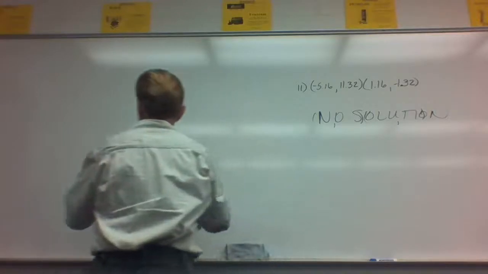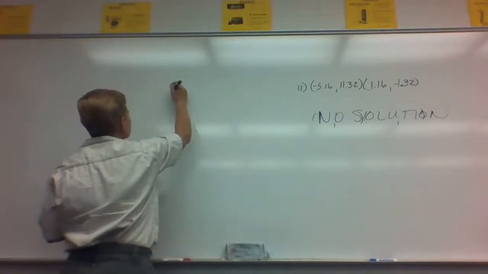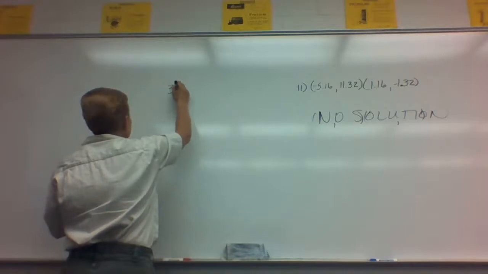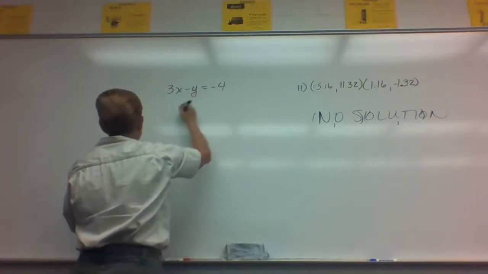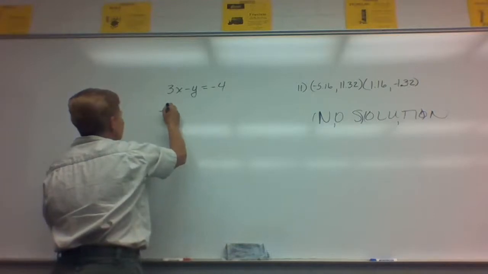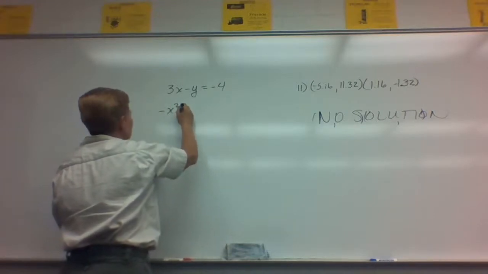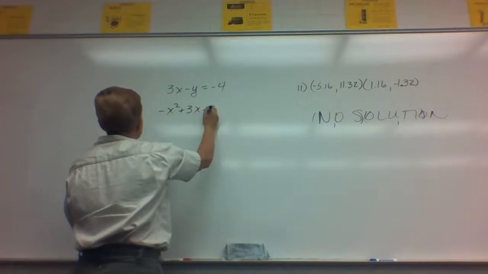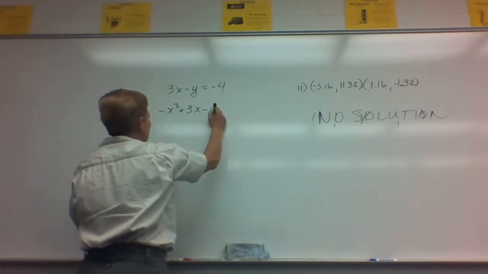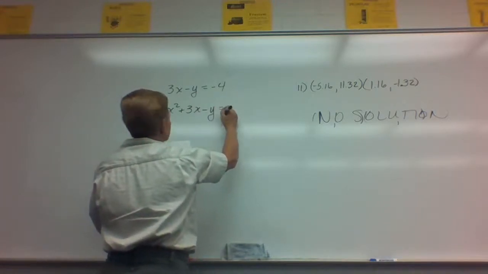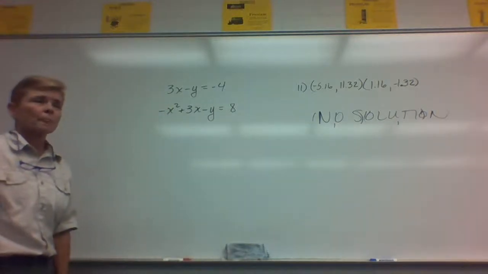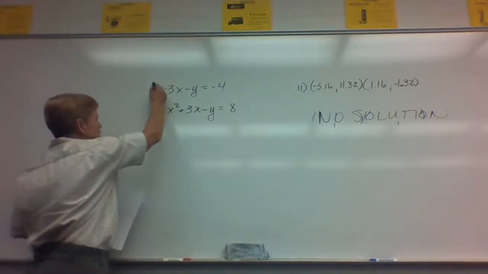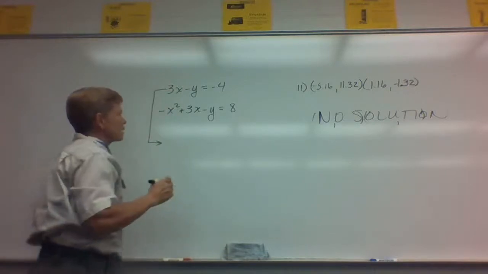There are 3 problems like that. At least one of them is like this, where it's presented to you, not solved for y, but it's pretty easy. Just let me show you. If something like this, 3x minus y equals negative 4, and negative x squared plus 3x minus y equals 8. That's not ready to graph. You're going to have to do some work. To get this one ready to graph, we have to solve for y, and it can't be negative y. It has to be y.